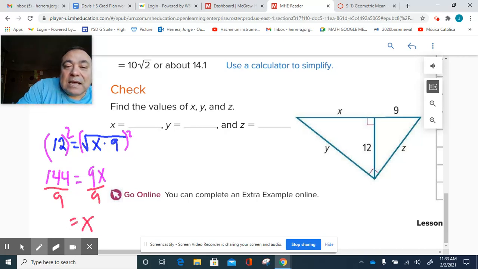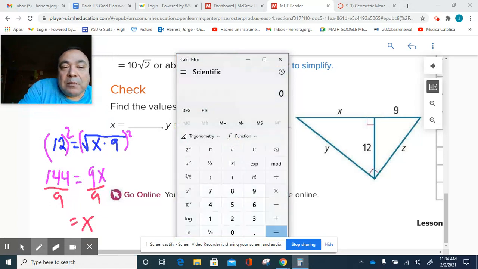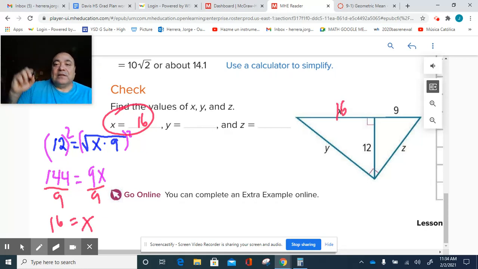That's easy. I get my calculator, any calculator will do, and I divide 144 by 9, and I got 16. So I got 16 right here, and I got my first answer. With that, guys, I can do the rest without having to work backwards, and you can say, okay, I'm done with that one.